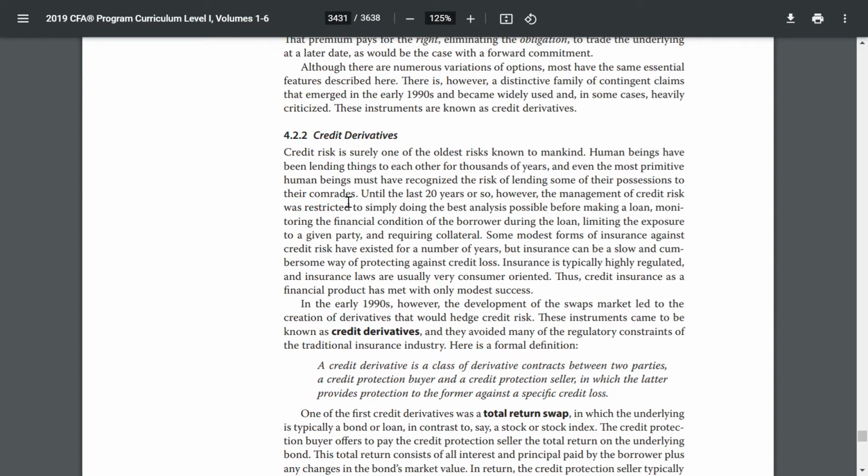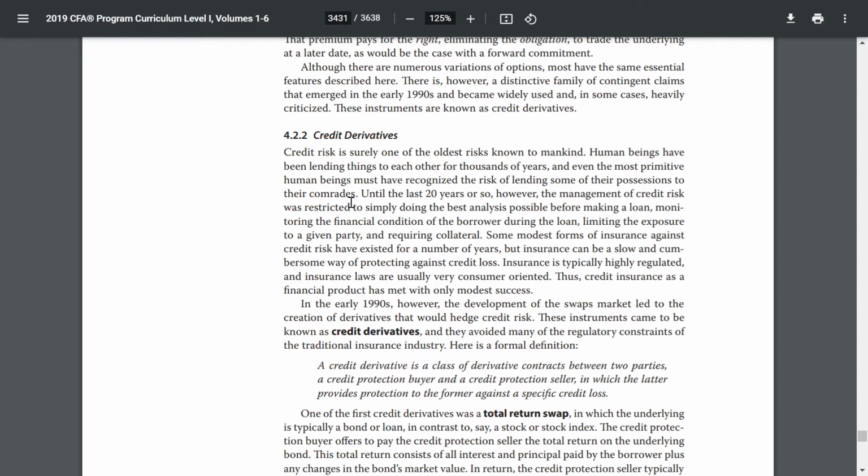Until the last 20 years or so, however, the management of credit risk was restricted to simply doing the best analysis possible before making a loan, monitoring the financial conditions of the borrower, limiting the exposure of a given party, and requiring collateral. Some modest forms of insurance against credit risk have existed for a number of years.